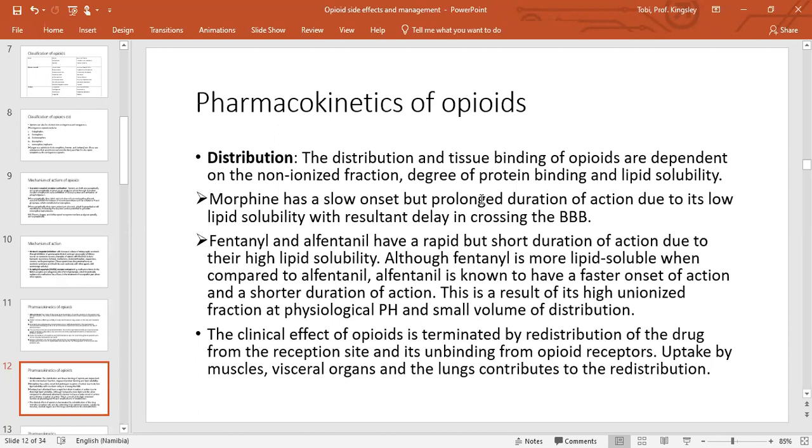The clinical effect of opioid is terminated by redistribution of the drug from the receptor site and unbinding from opioid receptors. All right. Uptake by different organ systems like the muscles, visceral organs also contribute to redistribution. So basically, they are terminated by redistribution of the drug and unbinding from opioid receptors. And sometimes you have metabolism of these opioids that leads to some having active metabolites like morphine that we'll see in the course of the lecture.